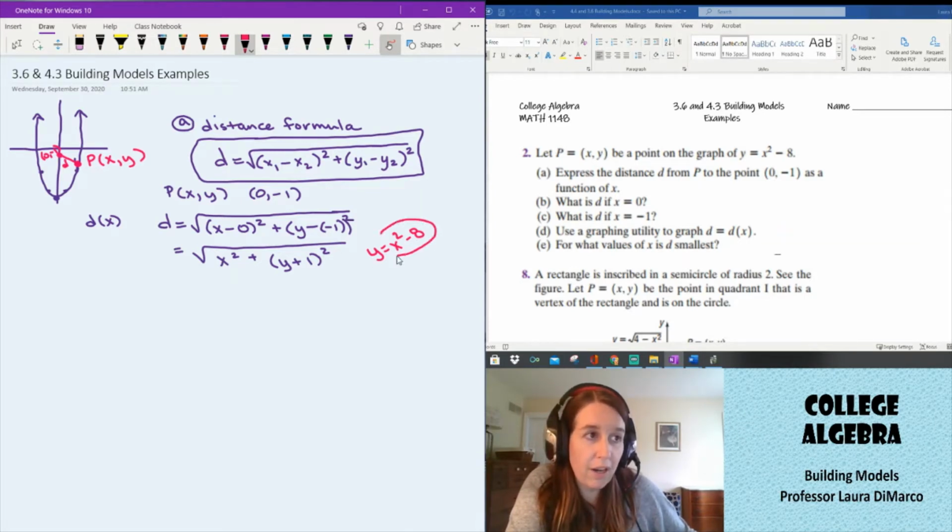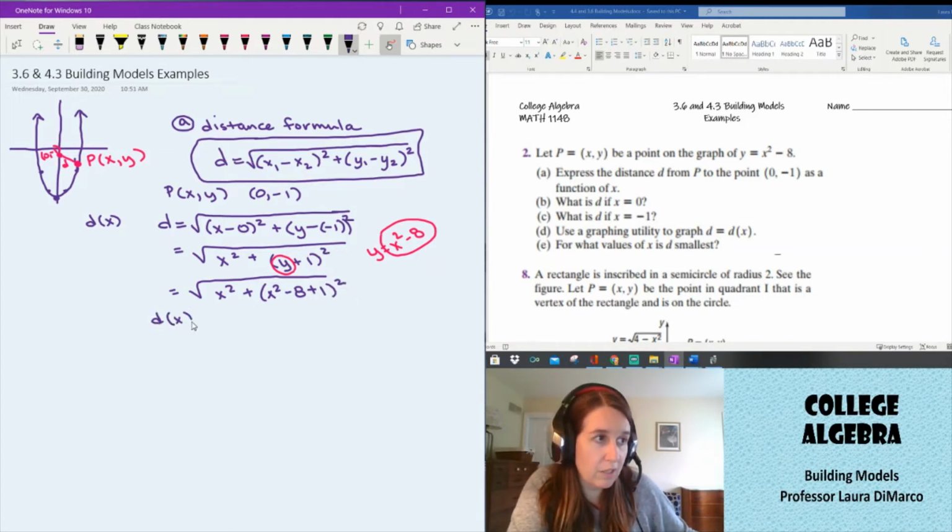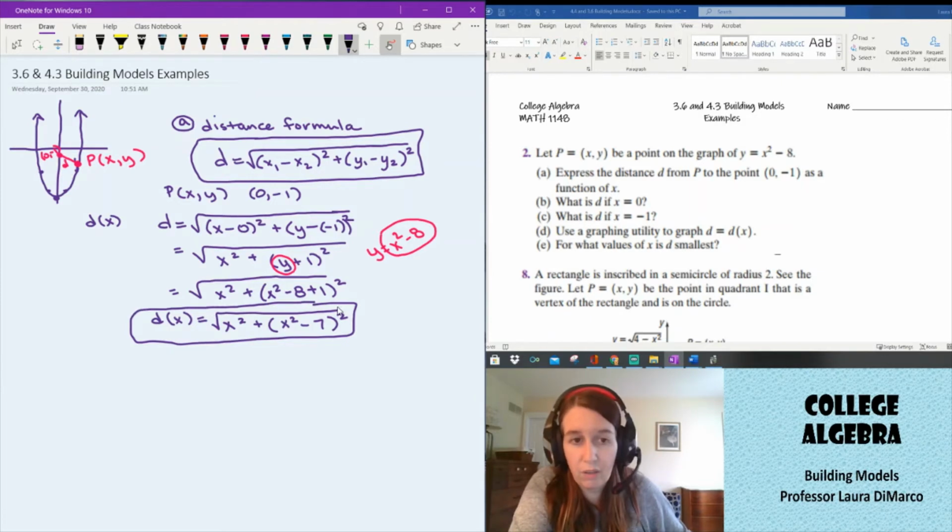So for the y, we're going to substitute in x squared minus 8, and then we'll simplify a little bit again. So we first have x squared, then in the parentheses, the y is x squared minus 8, and then we still have plus 1, and then squared. Okay, so this would be the d of x. We're finally there. We would have the square root of x squared plus x squared minus 7 squared. Let's highlight that because we may want to use it in other parts of the problem.